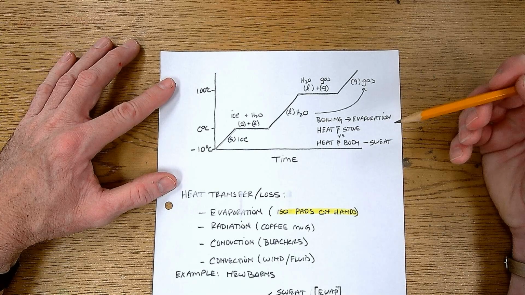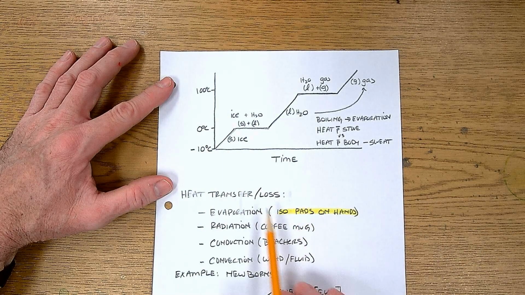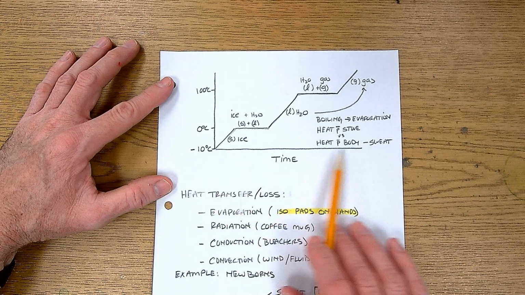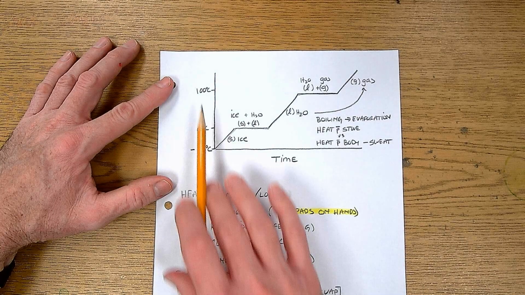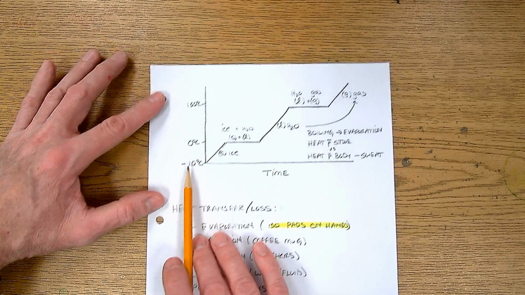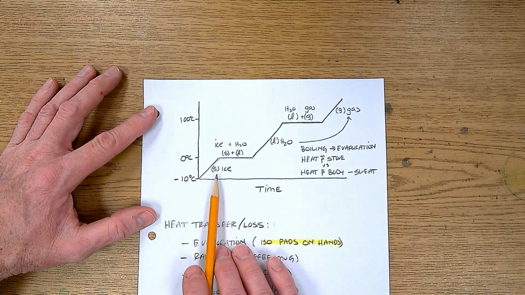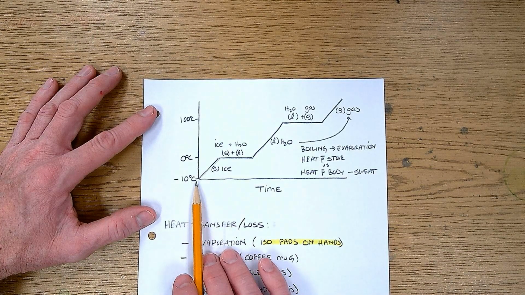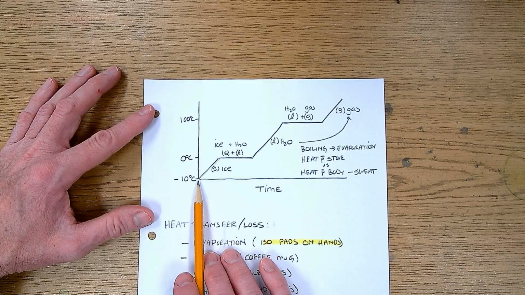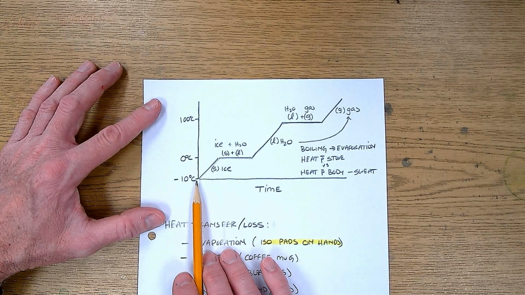All right, so let's take a look at heat transfer. I drew a graph here. Along the x-axis is time. We don't need units. Along the y-axis is temperature. We're going to do degrees Celsius, okay? And what we're going to do is start off with a solid block of ice at negative 10 degrees Celsius in a pot on the stove. We just came out of the freezer, so it's negative 10 degrees Celsius.